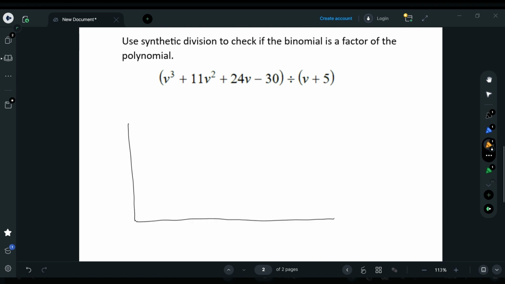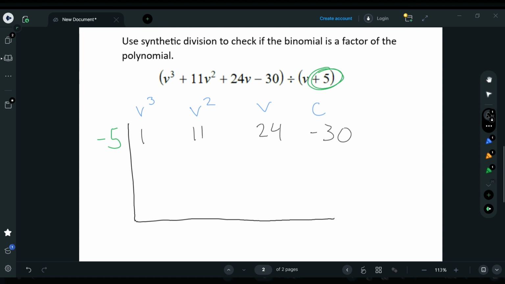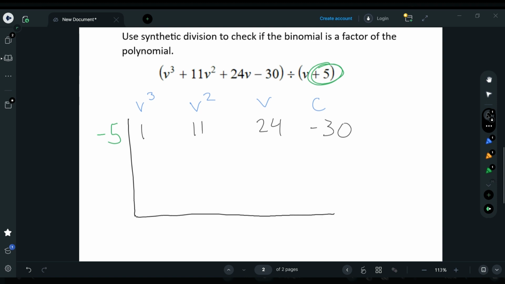Here it is. This is our k value. Change the sign. So negative 5 goes here. And let's see, we can label our columns: v to the power 3, that's the biggest exponent, down to the constant. Okay. Let's line up our coefficients. Okay, there's the setup for synthetic division.